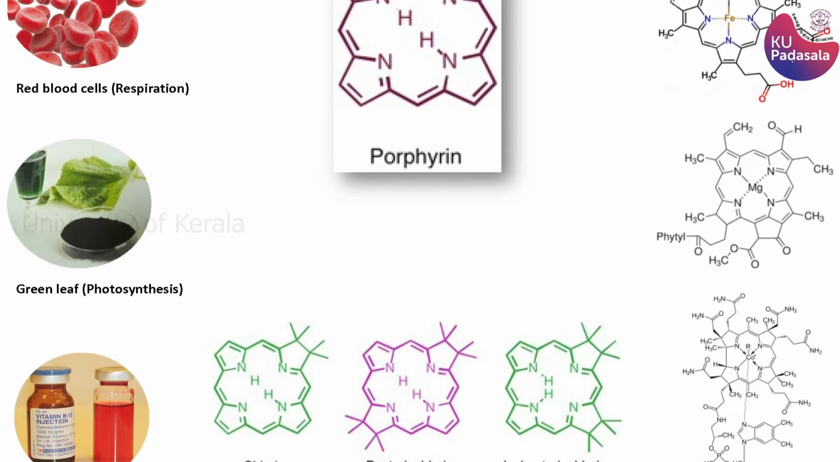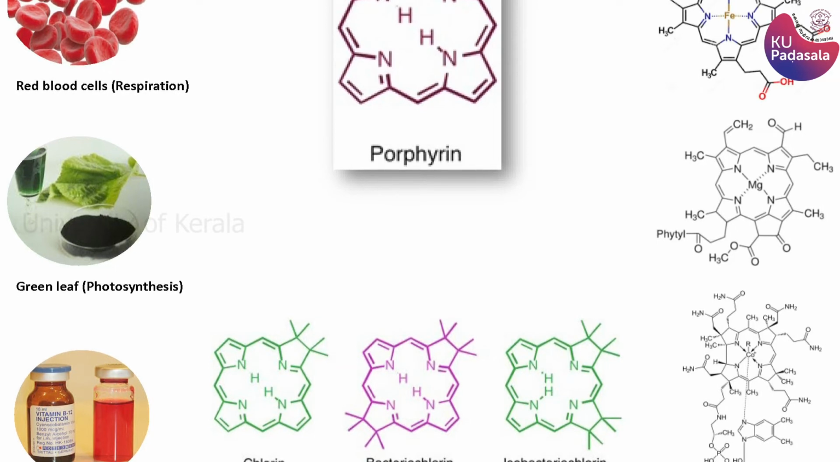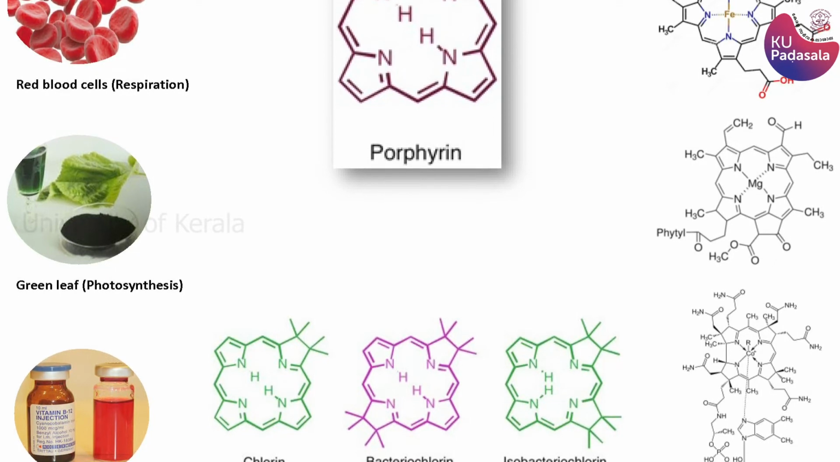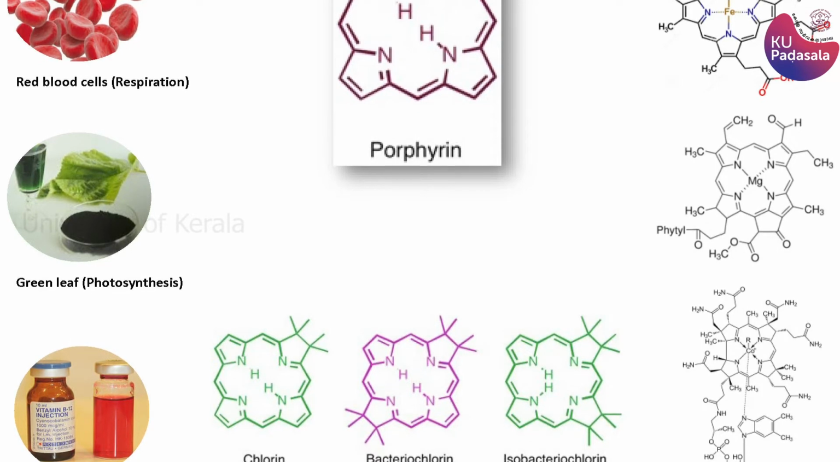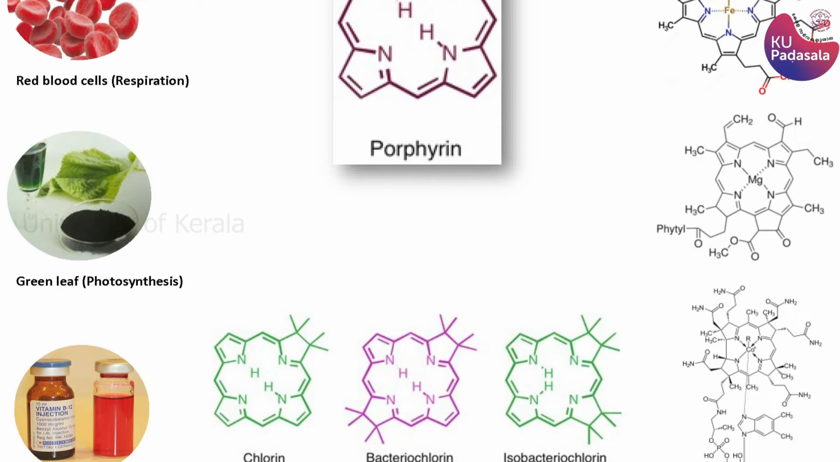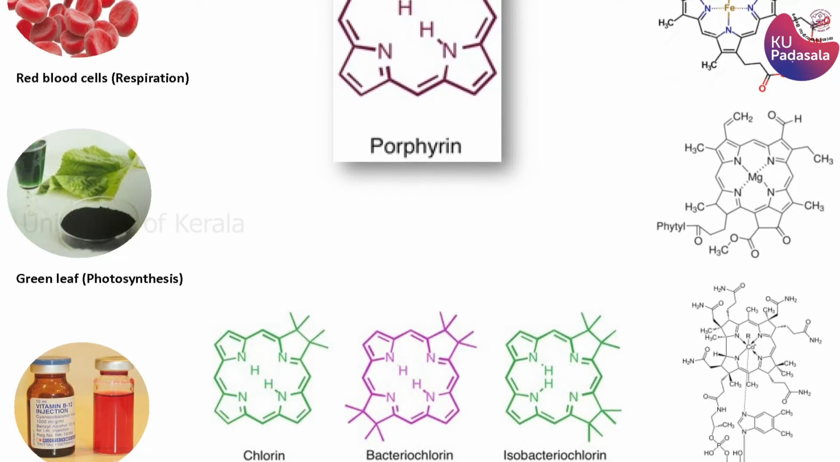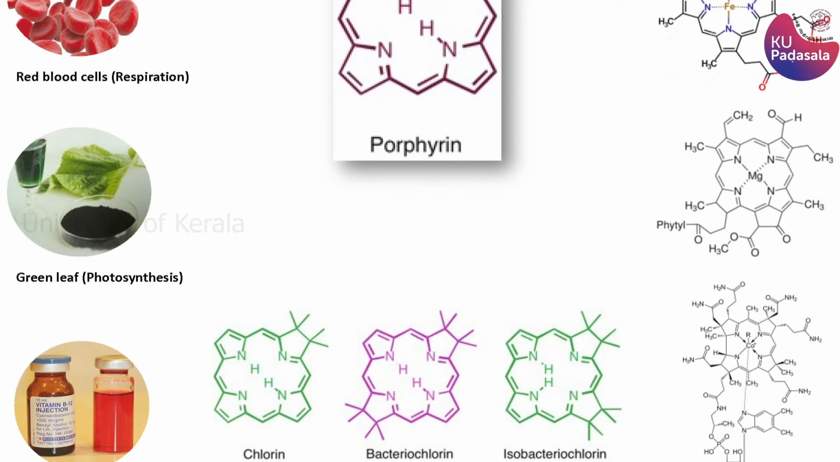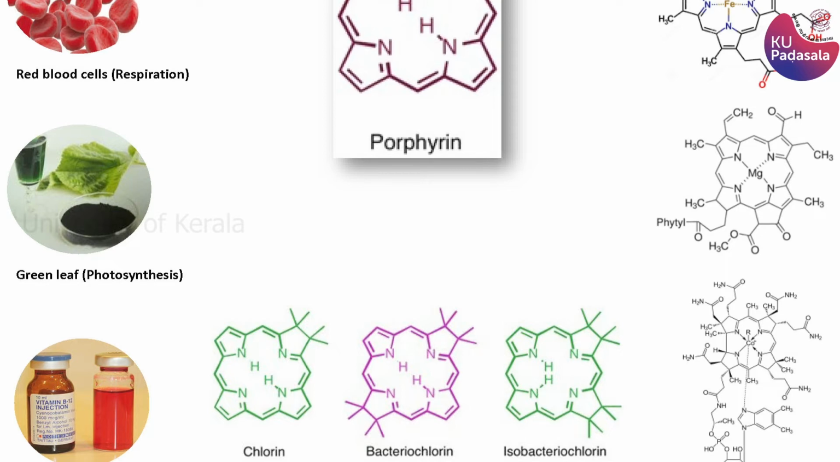What you can see is the hemoglobin with the porphyrin molecule with a metal ion at the center. In the case of chlorophyll, again a porphyrin-like structure with magnesium at the center, and in the case of vitamin B12, cobalamin, you can see a cobalt at the center of a porphyrin ring.